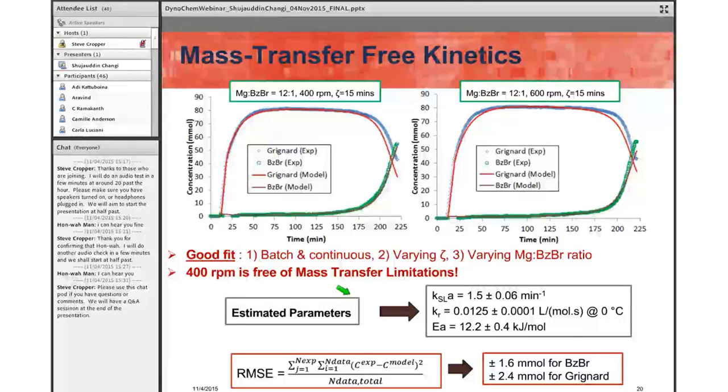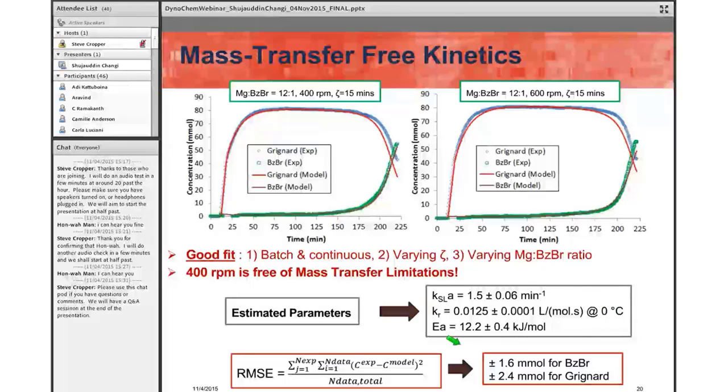This slide summarizes the estimates of the parameters with a 95% confidence interval, and the KR, which was modeled using Dynochem, assumes a reference temperature. In this case, we assumed a reference temperature of 0 degrees.